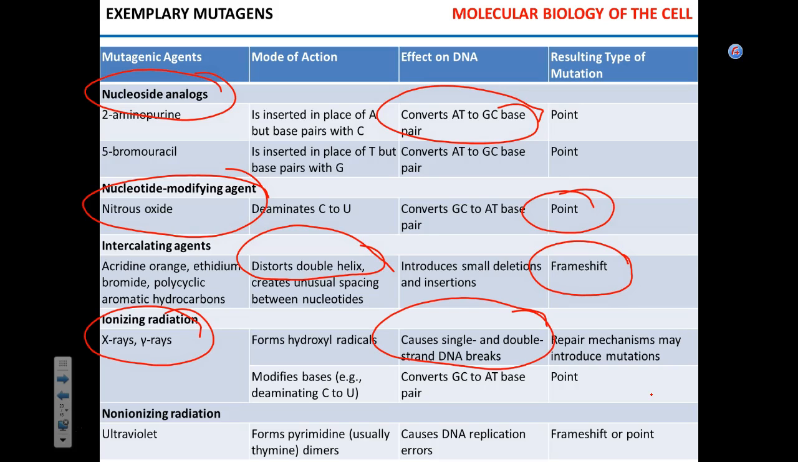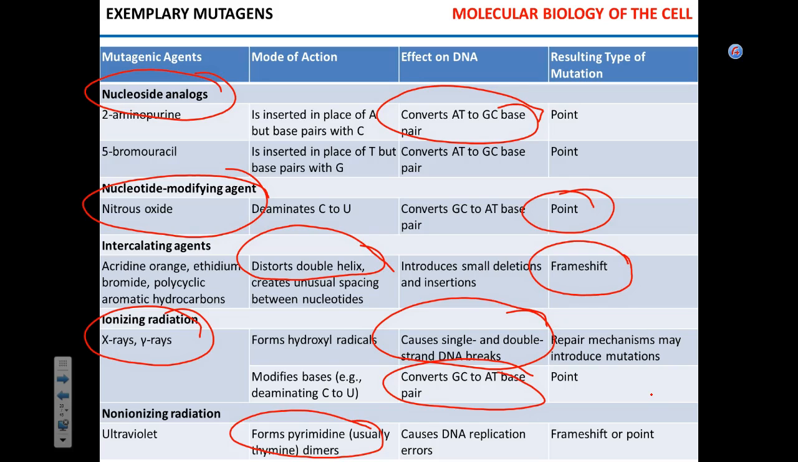It can cause breaks in the strand. And when there is a repair of the break, repairs are not always perfect, especially for the double strand break. That repair may lead to the introduction of mutations, frame shift mutations, mostly. It can also modify bases. Finally, the UV light can lead to either point or frame shift mutations due to the formation of pyrimidine dimers.